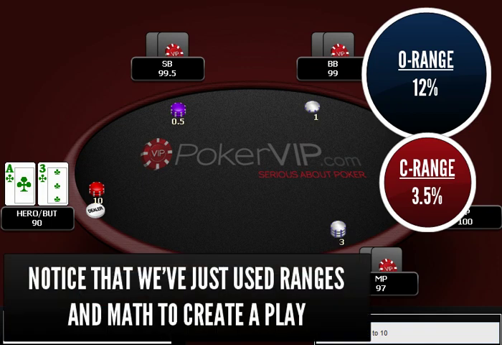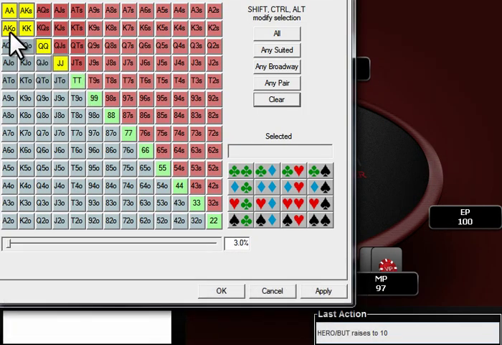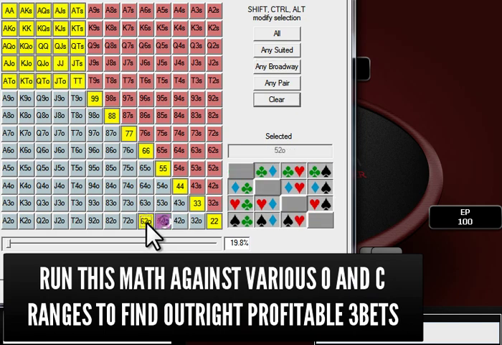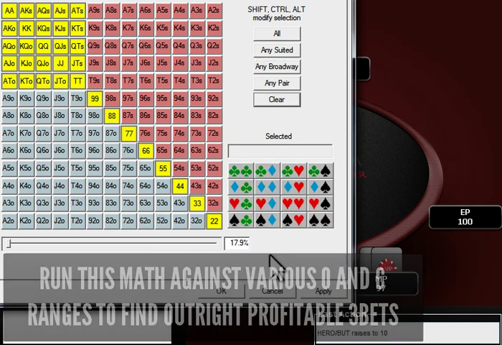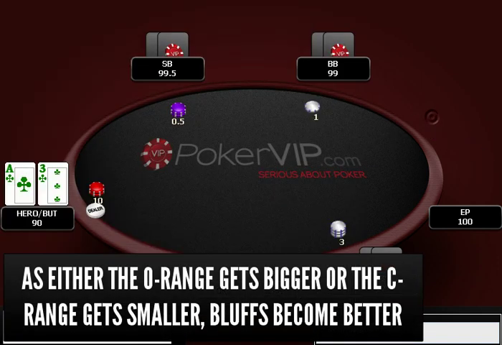Now, next you could start saying, okay, well, maybe his C range is a little bit tighter than this. Maybe he's actually sometimes folding ace-kings, sometimes folding tens. Now all of a sudden we see that this is going to be a very outright profitable bluff. We could also think about what if his opening range were a little bit wider. Let's say instead of opening just to 12% of hands, he were opening something closer to 18 and still continuing with that 3.5%. Well, now again, we notice that this is going to be an outright profitable bluff. We're generating enough folds, and thus this is a good situation to go for a bluff 3-bet.